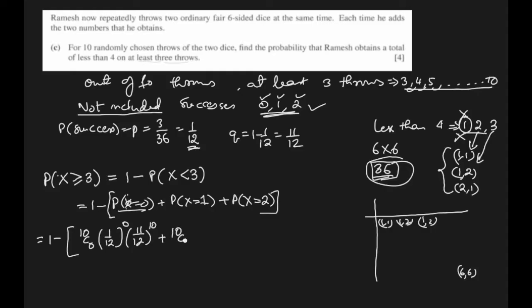Then 10C1, 1 over 12, 11 out of 12 to the power 9, because this is 1, yeah? Plus 10C2, 1 over 12 to the power 2, 11 over 12 to the power 8. This power and this number must match, or this number can also match with the other one, but usually make it a habit of matching with this one, and their sum should be equal to the total number of attempts.